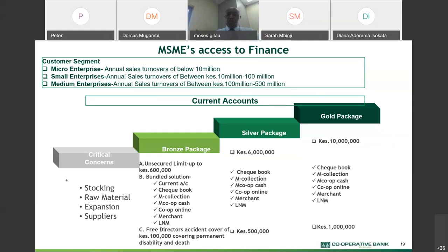So if you have to go then to the next in terms of the relationship, the borrowing, the entry point is the package accounts. I think I would want to add there, Dorcas, so that I give you the opportunity now to cover the trade finance solutions that come with those packages. Thank you.